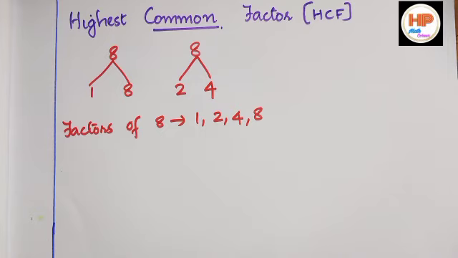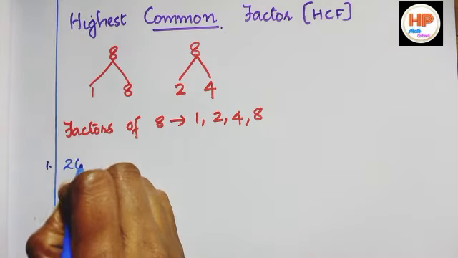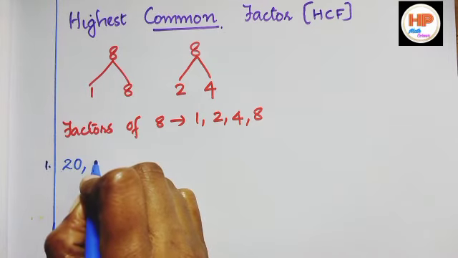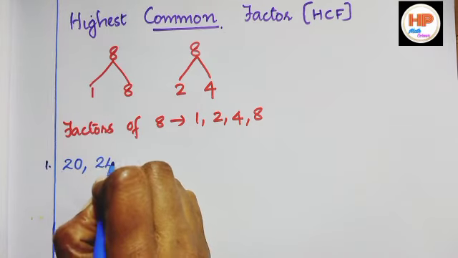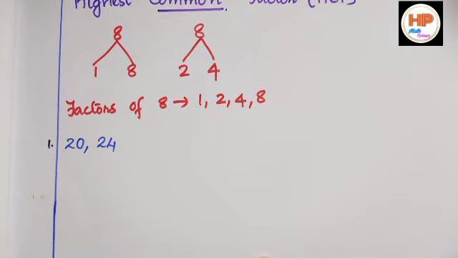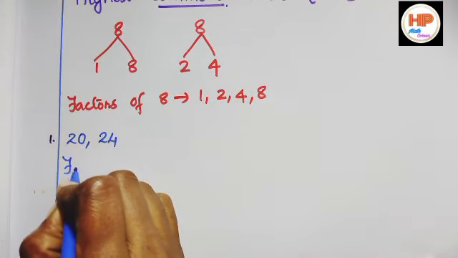Okay, if we consider 2 or more numbers, there will be factors, there will be common factors. Out of them, we must consider the highest one. That will be the HCF. Let us learn it by an example. The first one, 20 and 24. 20 and 24. So factors should be written.